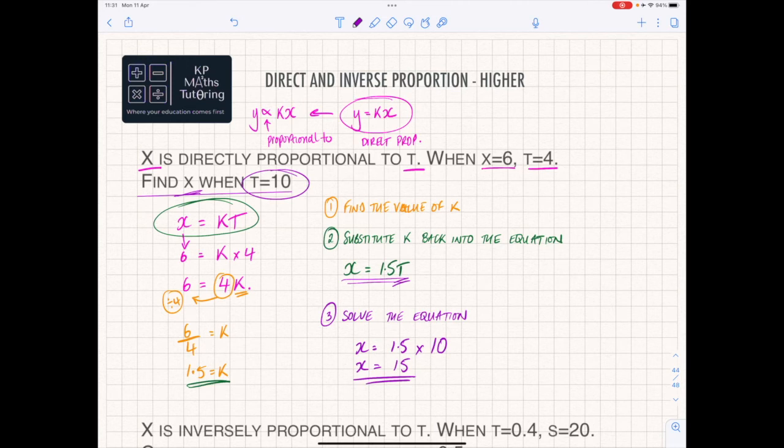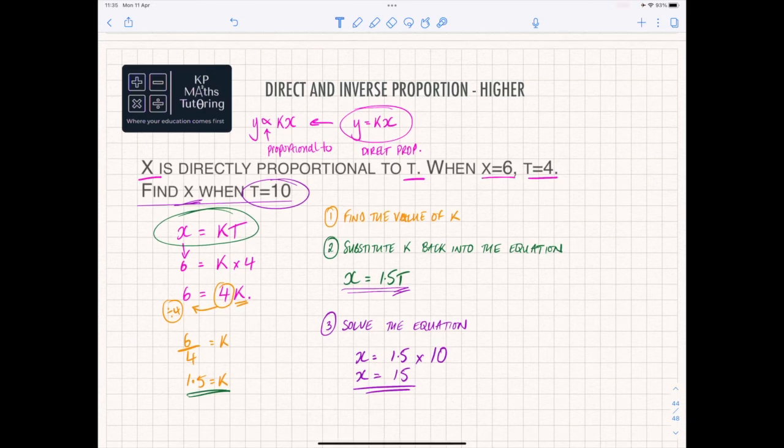Okay, so that's direct proportion. The first thing you must do is find your value of k by using this. So we write the formula out, we substitute in the two values that we know, rearrange it, find k. Once you've found k, you substitute it back into your initial equation here. That gives you your value that you need to be able to find. That's your value of k. And then you substitute in for the second part to find your x value.